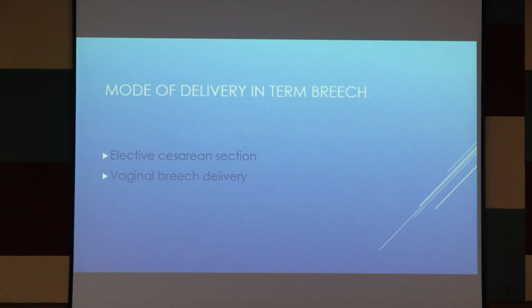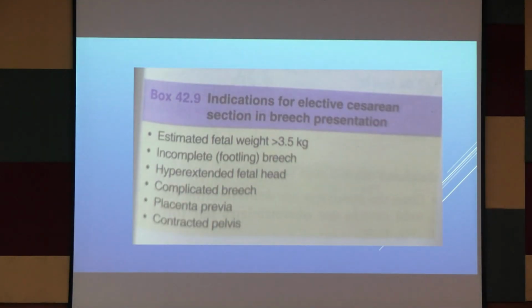Mode of delivery in term breech: either elective cesarean section or vaginal breech delivery. What are the indications of elective cesarean section in case of breech presentation? If the baby is big, that is, baby weight more than 3.5 kg, that is not a suitable case for breech vaginal delivery. Incomplete or footling breech, hyperextended fetal head. Complicated breech and uncomplicated breech.